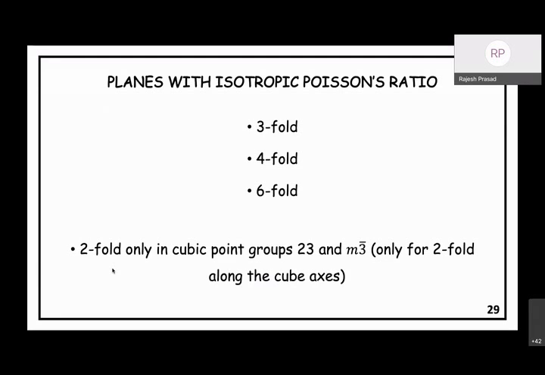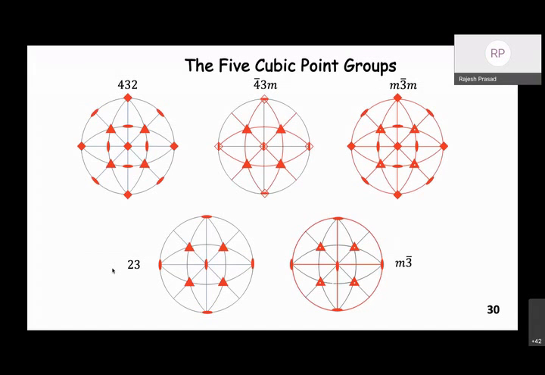And twofold also can become isotropic sometimes, but only in the case of cubic point groups 23 and m3bar. As you are familiar, there are five cubic point groups. Cubic symmetry does not mean one symmetry. Any of these five symmetries will be qualified as a cubic symmetry. In the first row of three cubic symmetries, 432, 4bar3m, and m3bar m, all of them have a fourfold axis. Two of them have a fourfold axis. One of them, the middle one, has a 4bar axis, but that is also a fourfold axis, the fourfold rotoinversion. So they have a fourfold axis and they are cubic.